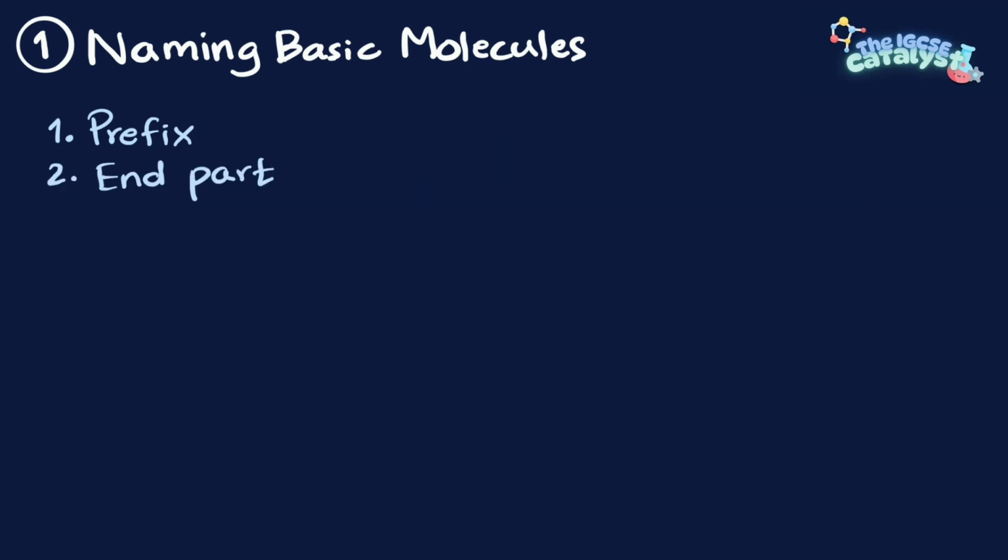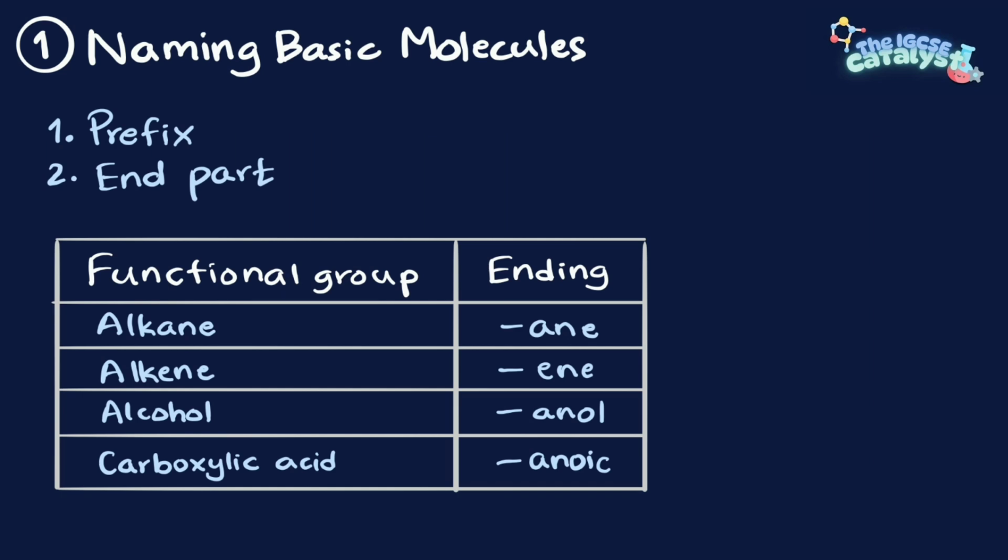After the prefix, the suffix will follow, or the end part. For the suffix, it depends on the type of functional group present in the molecule. For example, if the bonds present are all single bonds, that will be an alkane, so its suffix will be -ane. For molecules that contain at least one C double bond C, the suffix will end in -ene.